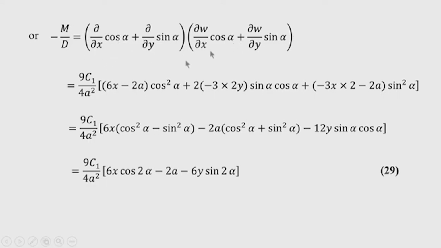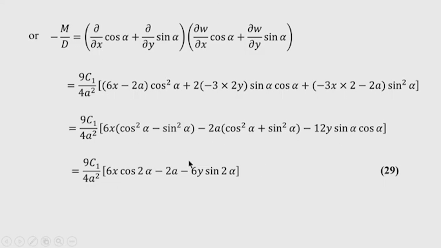So, by term by term multiplication, and after putting the values of all the quantities, w that we have obtained earlier, we get ultimately this expression. This expression can be further simplified and written here in this form. So, this is our general expression for minus M by D.